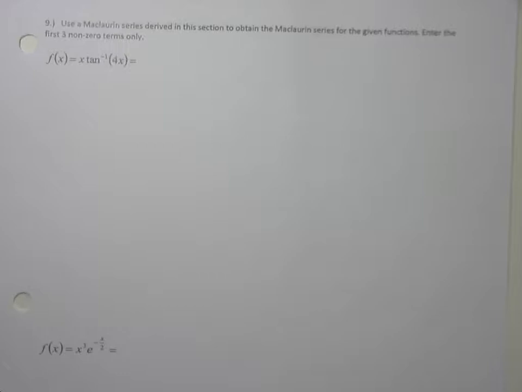Use the Maclaurin series derived in this section to obtain a Maclaurin series for the given functions and enter the first three non-zero terms. This is the beginning of the type of stuff we're going to do to you guys on the final exam. And I promise you, on the free response part of the final exam, they're going to have a question just like this.